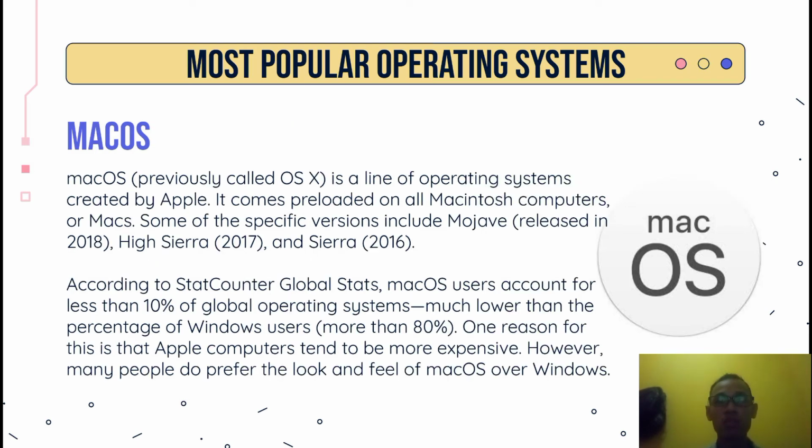macOS. macOS, previously called OS X, is a line of operating systems created by Apple. It's compatible with all Macintosh computers, or Macs. Some of the specific versions include Mojave, released in 2018, High Sierra, 2017, and Sierra, 2016. According to StatCounter Global Stats, macOS users account for less than 10% of global operating system users, much lower than the percentage of Windows users, more than 80%.